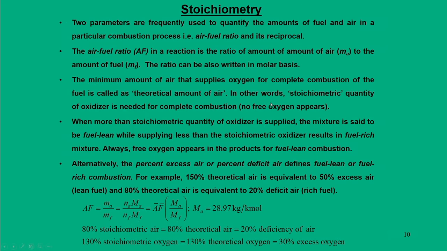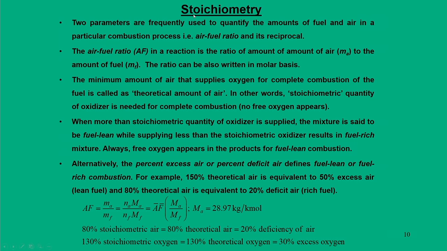The next important concept in the combustion process is stoichiometry. It is a very common parameter. The reactants in a combustion process consist of fuel and air. When I say a complete combustion process, that means the fuel requires an adequate or exact quantity of air for complete combustion. If this happens, then we call it stoichiometric conditions. That means in a complete combustion process, stoichiometric air has to be supplied.